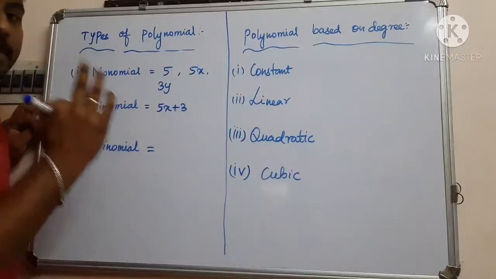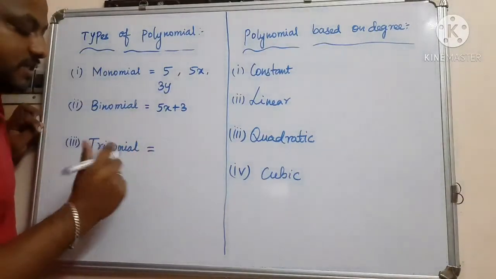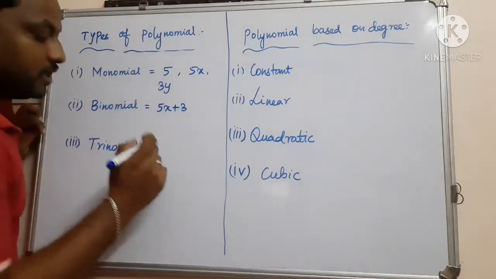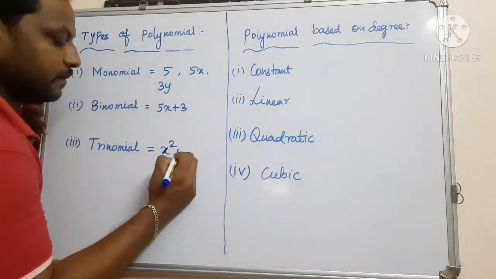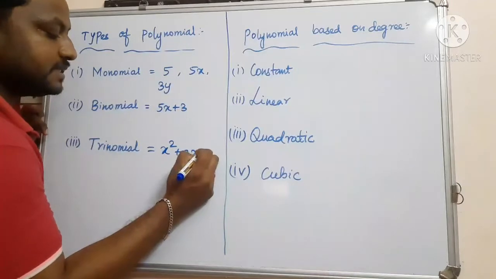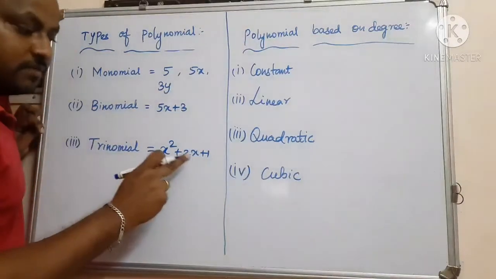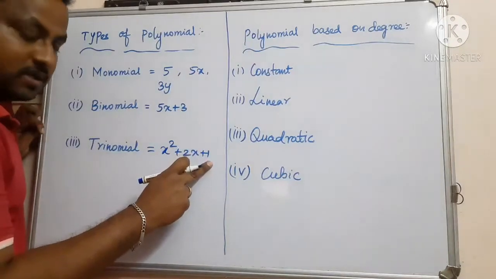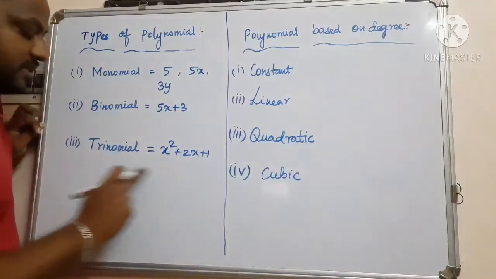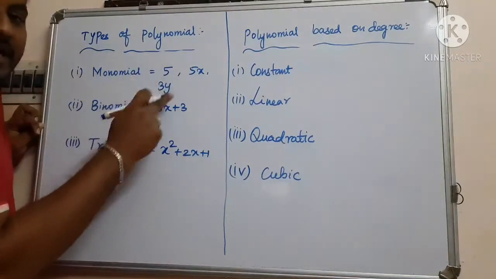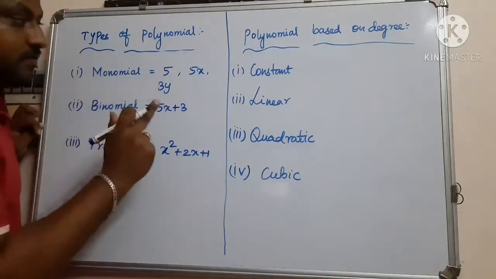And then third one is trinomial. Trinomial means a polynomial having three terms is called a trinomial. For example, x square plus 2x plus 1. X square is one term, 2x is one term, and then 1 is one term. So totally three terms. Three terms is called a trinomial. Okay, clear? So monomial means a polynomial having only one term.